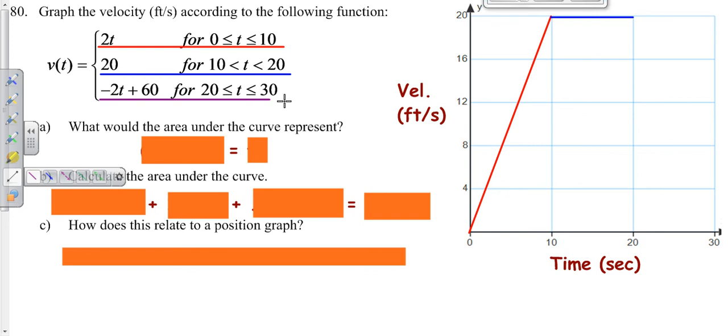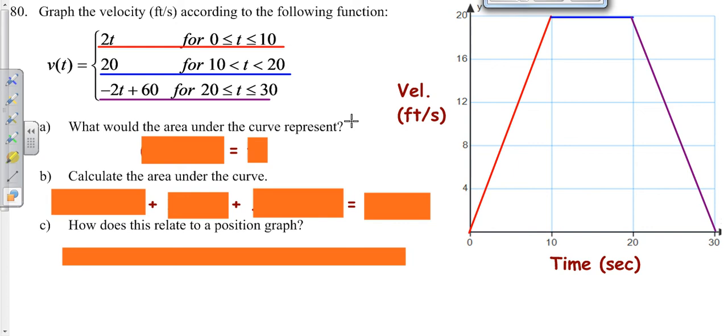So let's find the other end. So let's plug in our 30. -2 times 30 is -60 plus 60 is 0. So we start out here, and then we go to 30 and a height of 0. So we have that graphed.